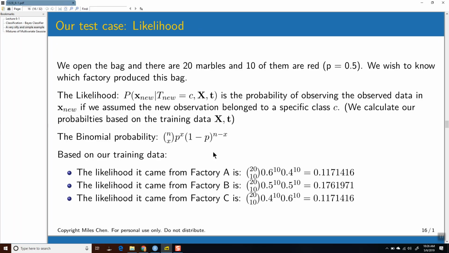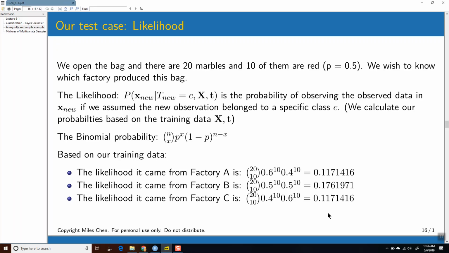We use the binomial probability: n choose x, p to the x, 1 minus p to the n minus x, and we do these calculations. The likelihoods reflect what we would assume: factory A has this likelihood, factory B has a higher likelihood, and factory C, because it's symmetric, has the same likelihood as factory A.